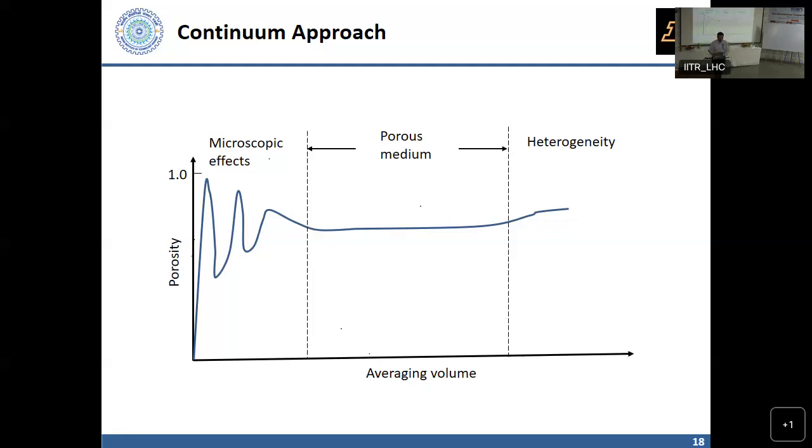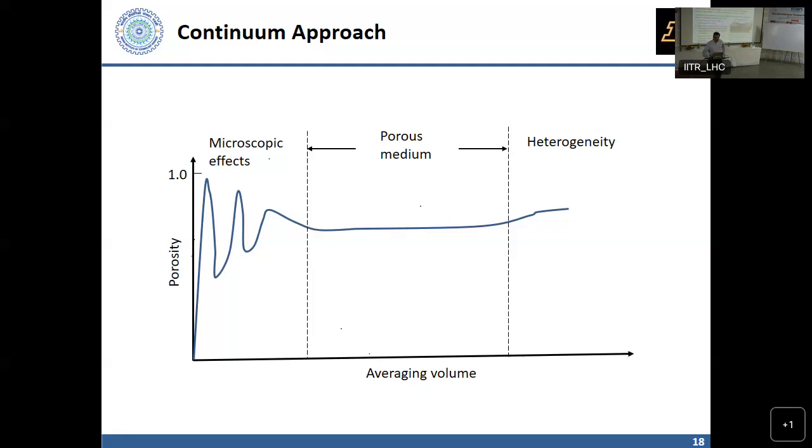So I would mention this because soil is not actually a continuous medium, but we are able to use continuum approximations as long as we work in the REV region, the representative elementary volume region.